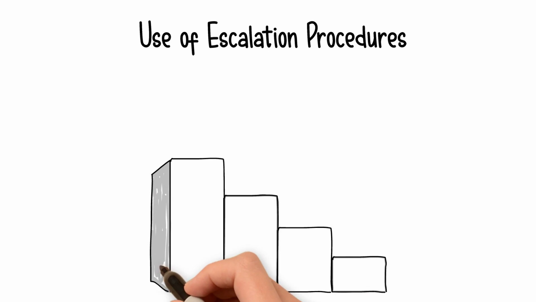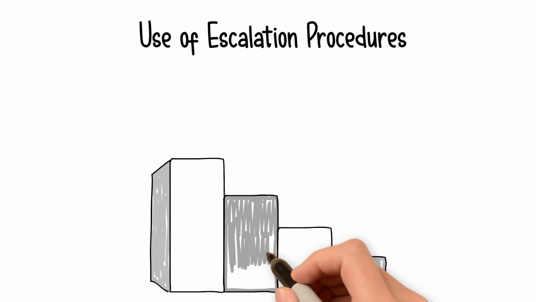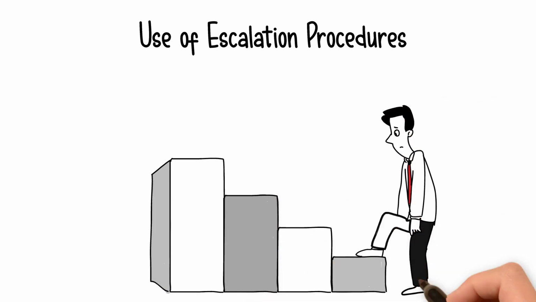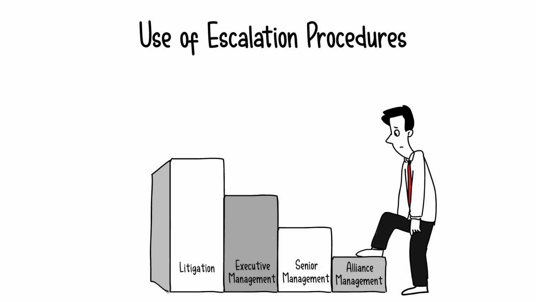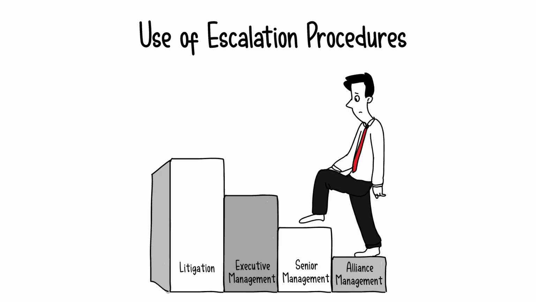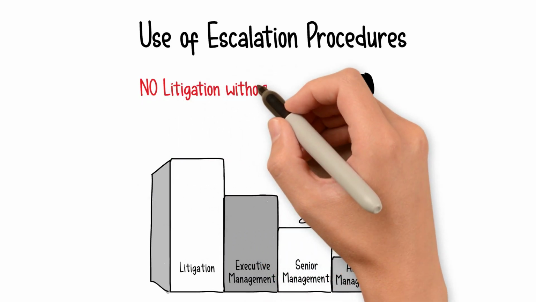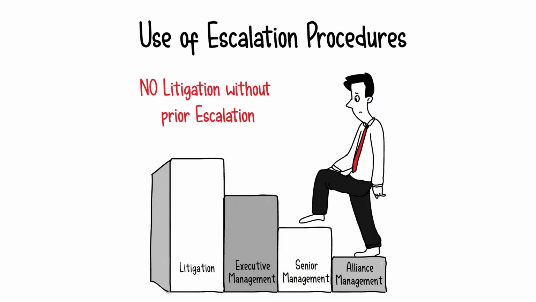Use of escalation procedures. A mandatory escalation procedure needs to be built in the contract to address any arising conflict or dispute. This will increase the pressure on both parties to settle early, before litigation. Escalation procedure gives time to manage internal and external expectations, thus can prevent unnecessary disputes. It also forces management's attention to the conflict. Both parties should agree on notice and reply periods not exceeding 30 days to avoid procrastination. No litigation without prior escalation.